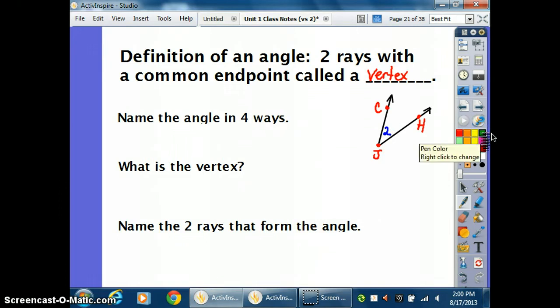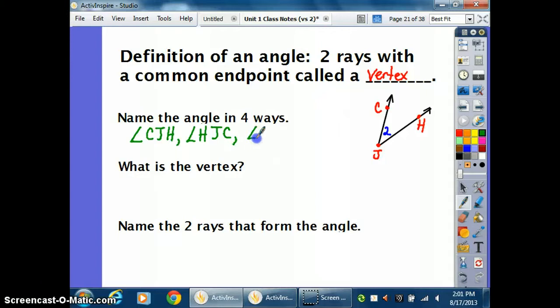We name an angle with 3 letters, that's one option, and we have to put our vertex, which is J, in the center. So we could call it angle CJH. And here is the angle symbol, CJH. Now you could have reversed it just like a line or a segment, and we could go backwards, HJC.